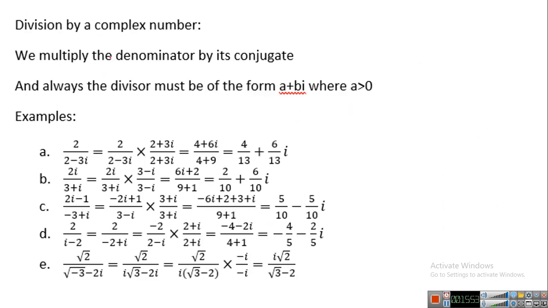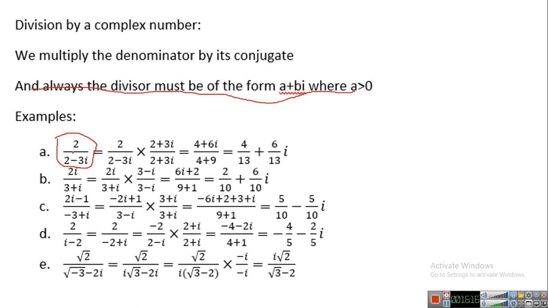Now we're going to start by dividing by a complex number. So always when you want to divide by a complex number, you need to use the conjugate. And always the divisor must be of the form a plus bi, where a is positive. Let us start with an example. Suppose you want to divide 2 over 2 minus 3i. I want to find the answer.